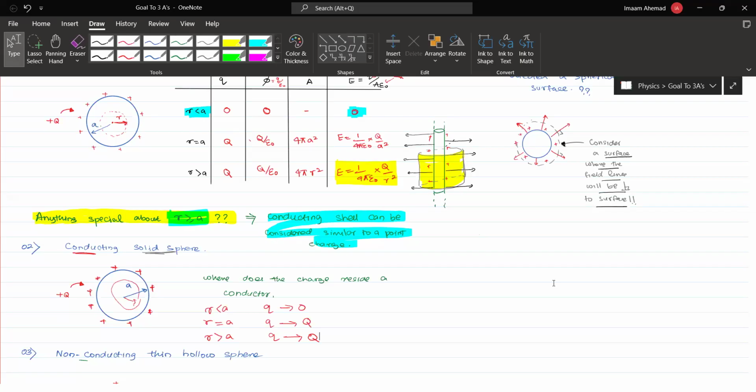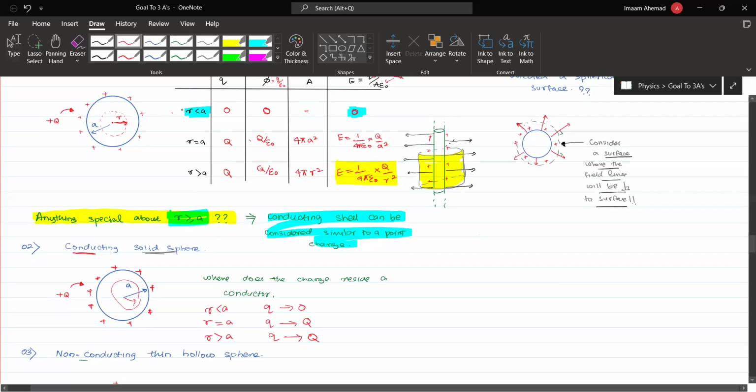Atif, is it clear that they are the same? They are not different. Look, if R is less than A, then charge is 0. Here also, if R is less than A, charge is 0. R is equal to A, charge is Q. R is greater than A, charge is Q. So they have the same properties, right?